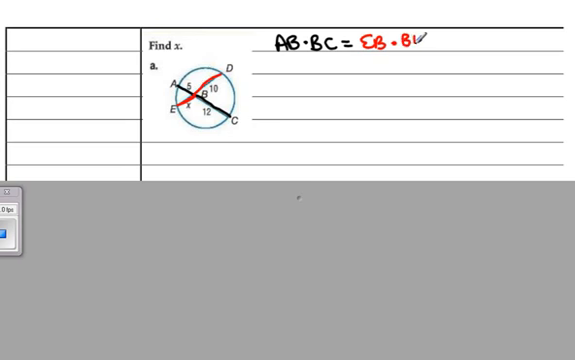BD. Okay, so substituting in my values, AB is 5 times 12, and that should equal EB, which is X, times BD, which is 10. 5 times 12 is 60, and that equals 10x. And then we would just need to divide by 10. So x is 6.